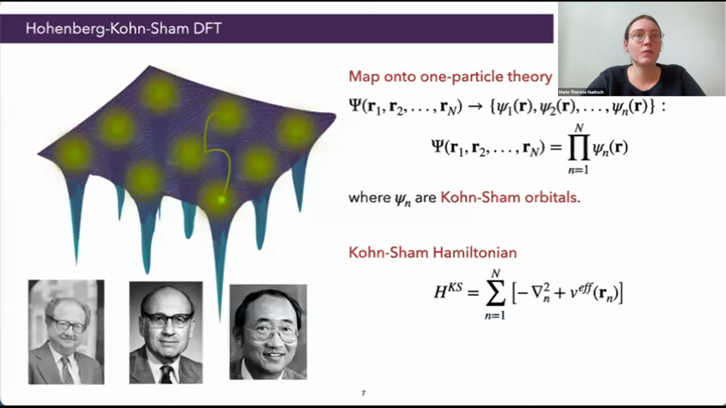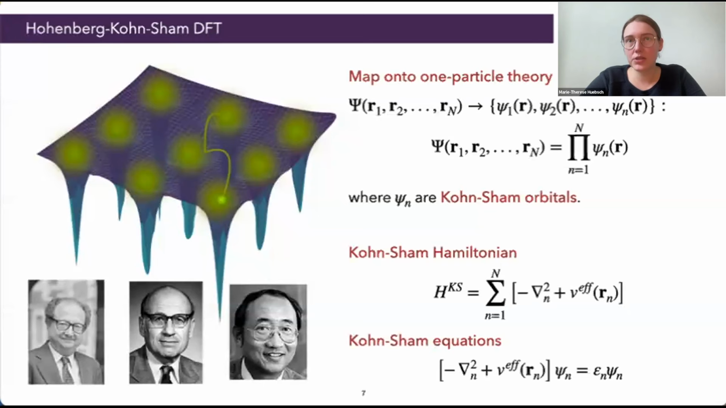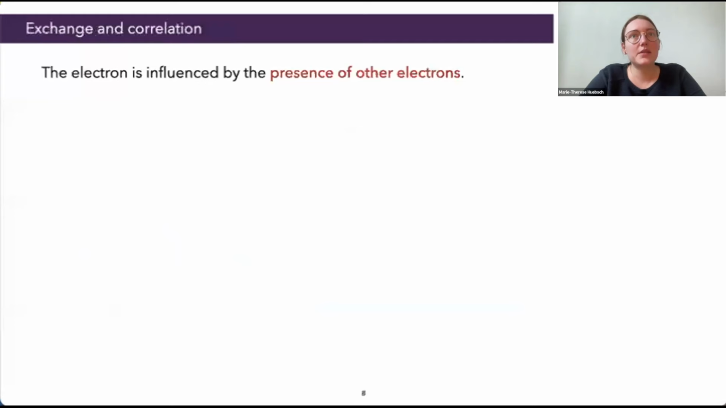And finally, we obtain as many Kohn-Sham equations as we have electrons in the system. We see that each Kohn-Sham equation describes a single electron that moves in an effective potential. Again, the effective potential needs to account for the electron actually not being alone in the system. This means we need to take into account the exchange effects and the correlation effects.